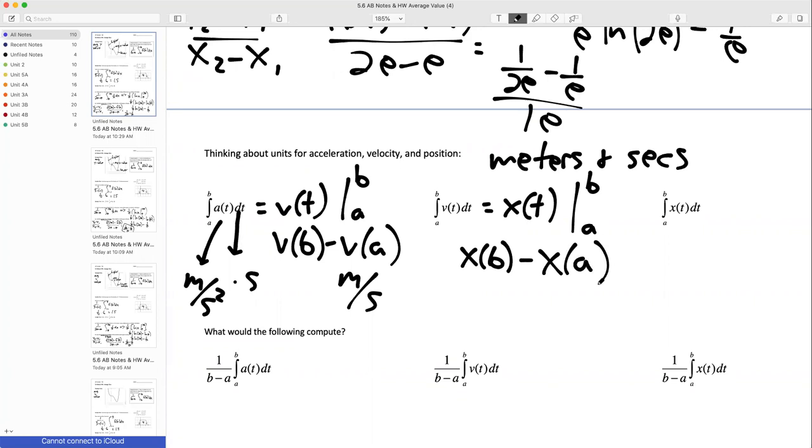And looking at the units again, I should end up here. If it's position, I should end up with meters. I've got velocity, meters per second. And then the dt gives me time, seconds. Those cancel. I end up with meters.